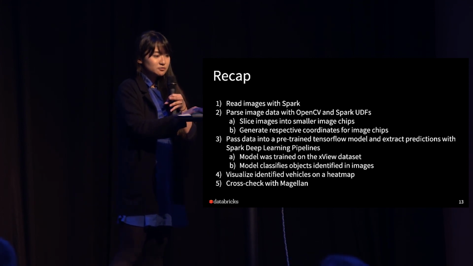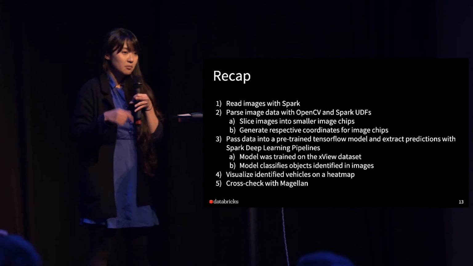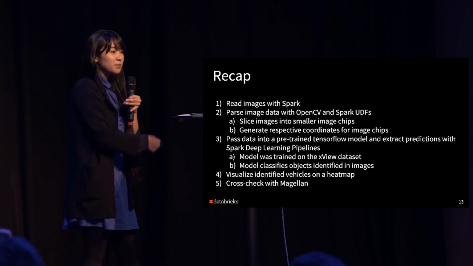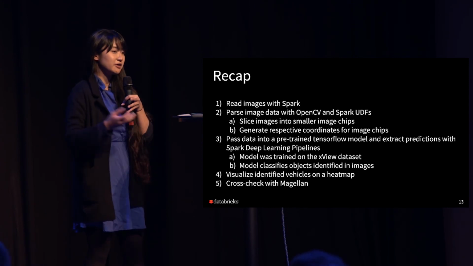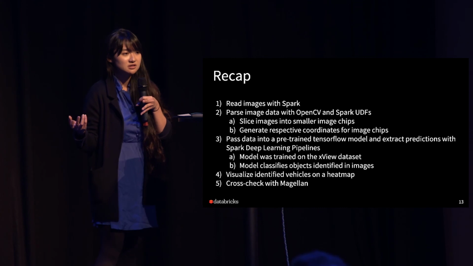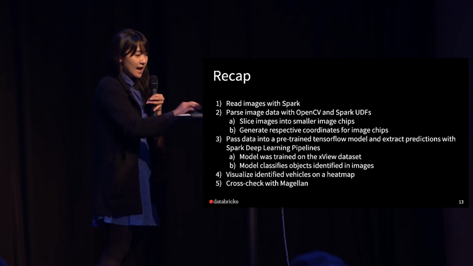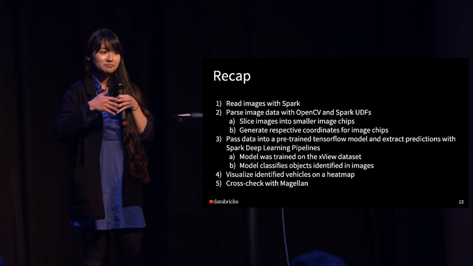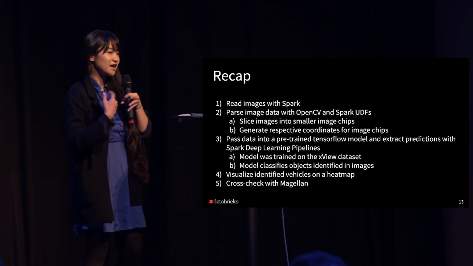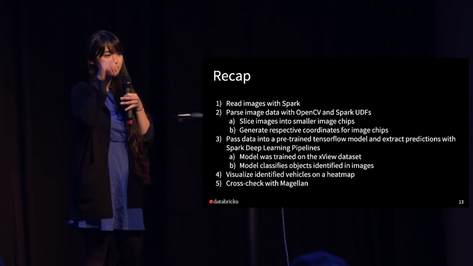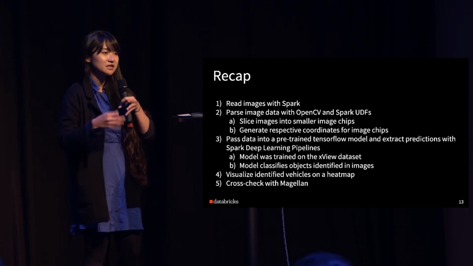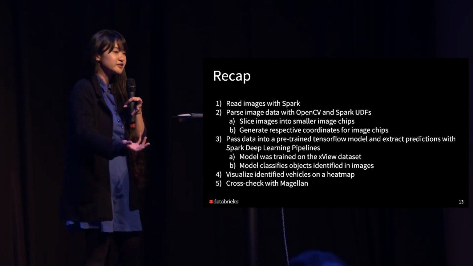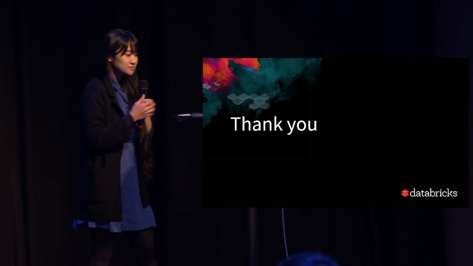And I used a pre-trained TensorFlow model, loaded it into Spark deep learning pipelines, and generated predictions across my Spark data frame. And I was able to visualize my results on a heat map. And I did a cross-check of the results with Magellan to zoom in to a certain geolocation and take a look at why my model made certain results or predictions.